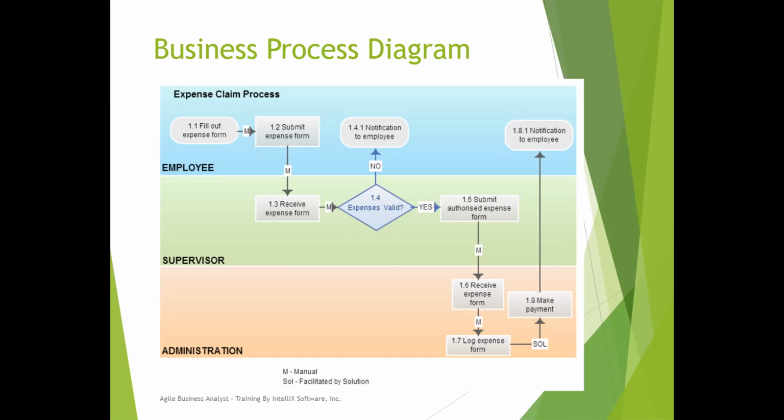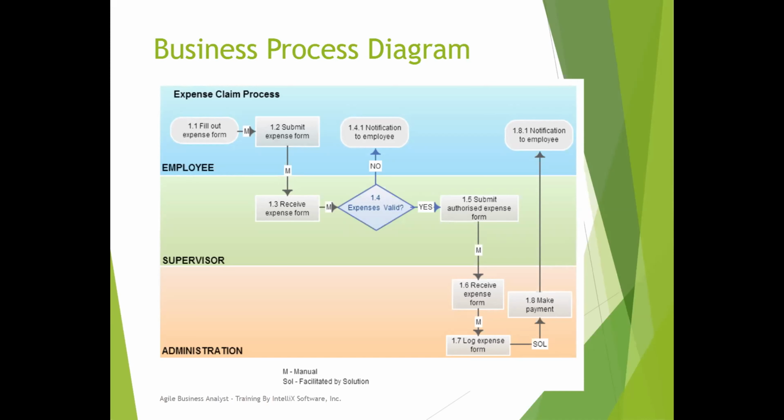So that's the context of what the business is doing. If you have to capture that as a business process, you will do something like what is seen on the screen. The first step that typically happens in that process is, as an employee, I'm going to fill out an expense reimbursement form, which captures what expense I'm requesting to be reimbursed. So in step 1.1, as an employee, the first thing I'm going to do is fill out my expense report.